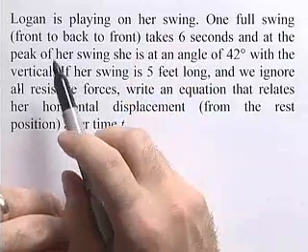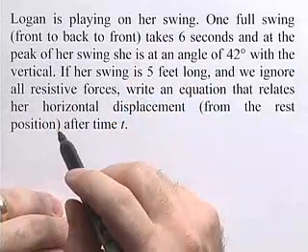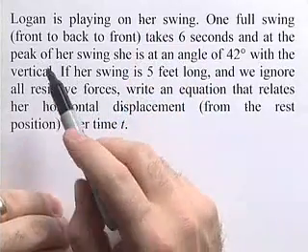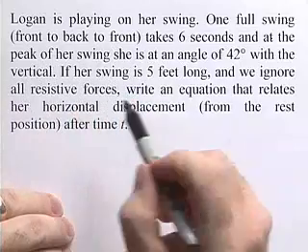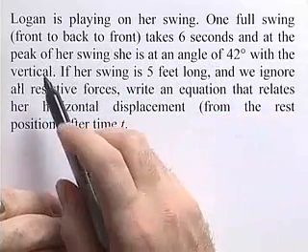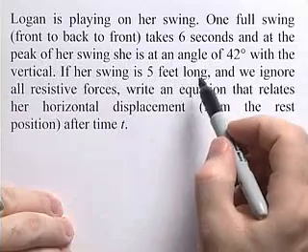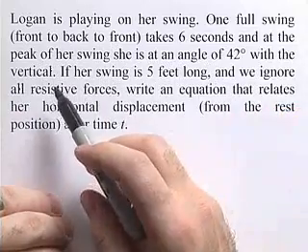For this problem, we're going to write an equation for horizontal displacement. In this situation, we have Logan playing on her swing. One full swing, that's front to back to front again, takes 6 seconds. And at the peak of her swing, she is at an angle of 42 degrees with the vertical.